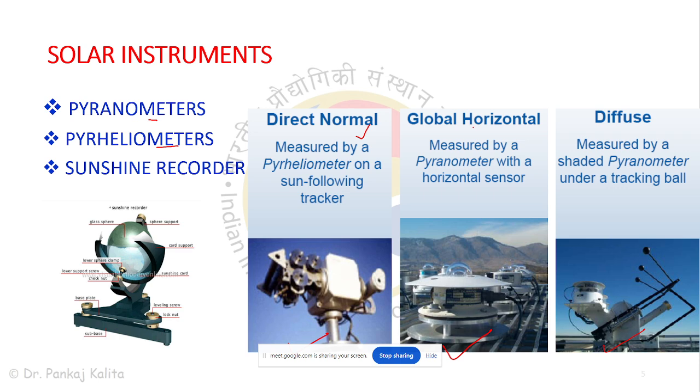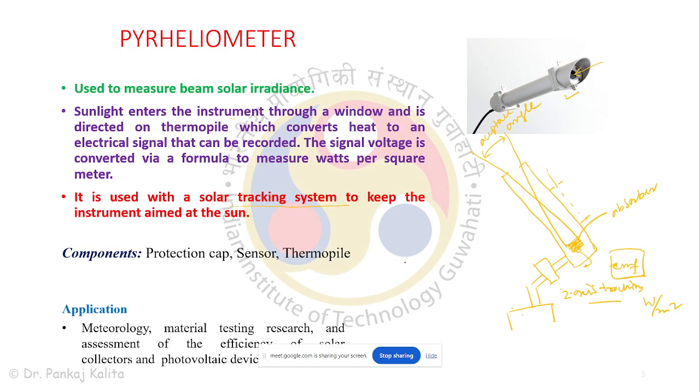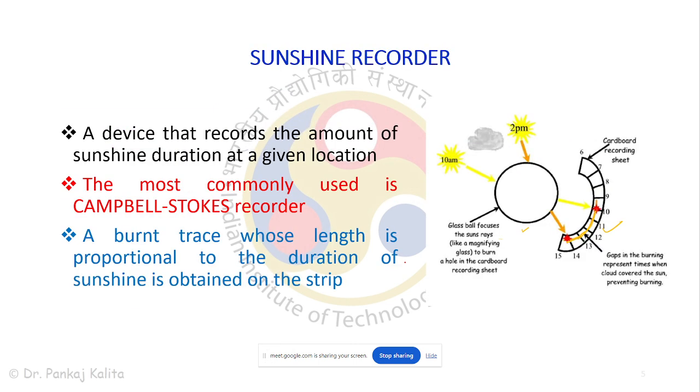In the pyranometer we can directly measure the global horizontal radiation, and if we blacken this surface, then we can also measure the diffuse radiation. We know that global equals direct plus diffuse, so we can calculate all the three parameters, right? These are the things that have already been told in the lecture, so I will not go deep into this.